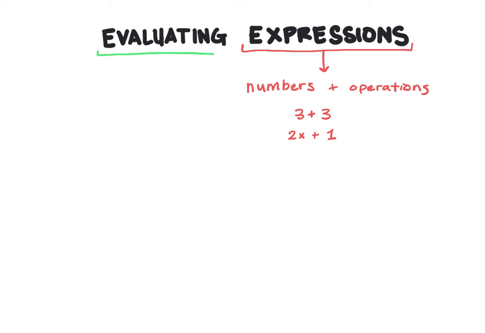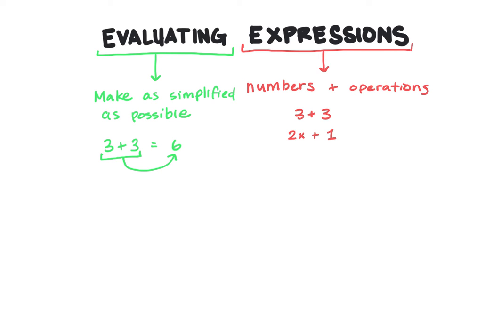Now, evaluating simply means make as simple or simplified as possible. So for instance, if I have the expression take 3, add 3 to it, I can rewrite this to be simply just the number 6. So when I say evaluate, I mean take an expression and rewrite it to an equivalent expression, but as simple as possible. And again, as simple as possible for us is a single number.